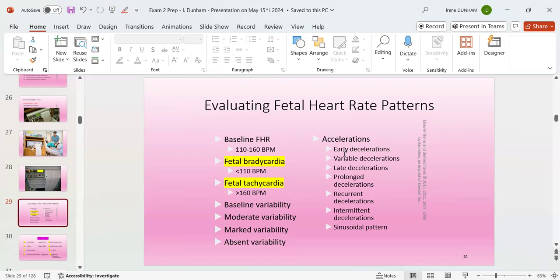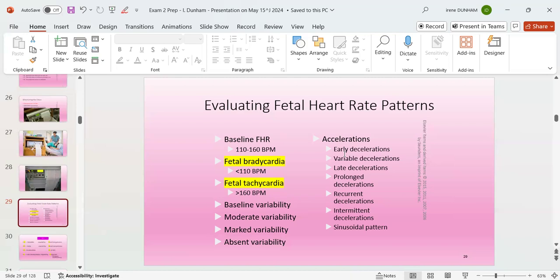Okay. What causes variable deceleration? So variables, they have a sudden drop, but a sudden recovery. So what causes a variable deceleration? Cord compression. Good. And the last one, late decelerations. What causes a late? Placental insufficiency. Yes, uterine placenta insufficiency.